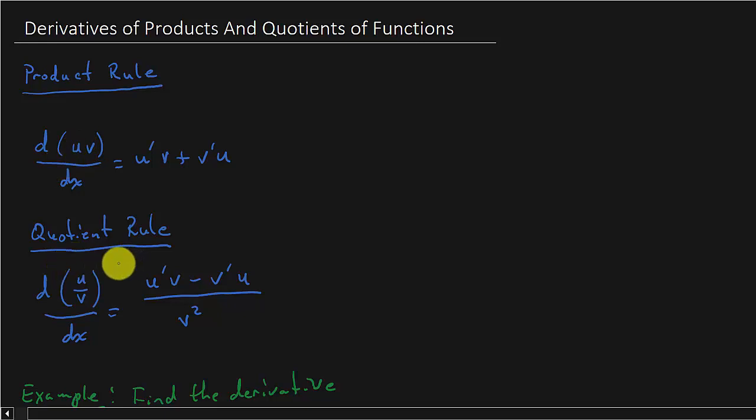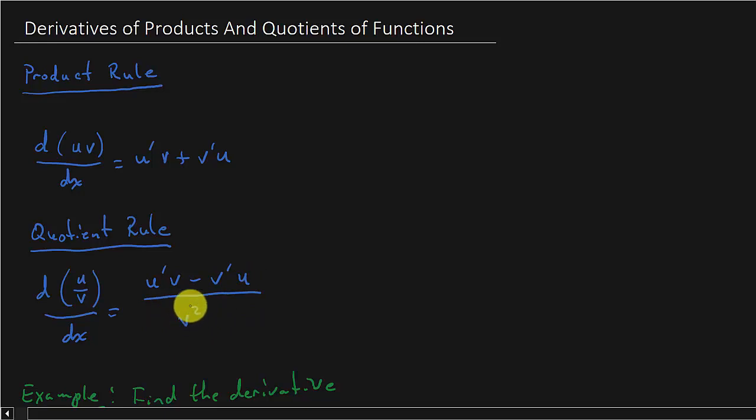Now for the quotient rule, you've got a numerator and you've got a denominator. u is your numerator, v is your denominator. So it's the derivative of the numerator times the denominator minus the derivative of the denominator times the numerator, and then all of that over the denominator squared.